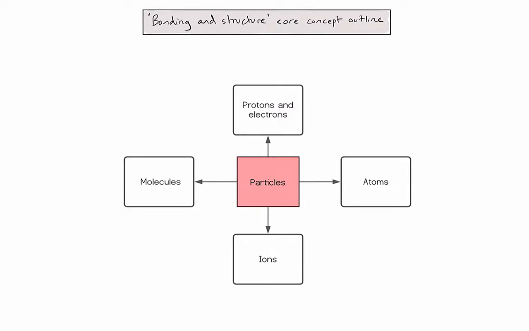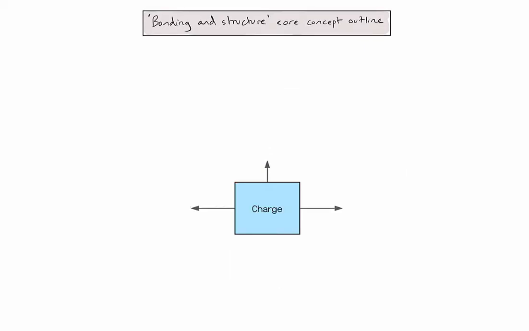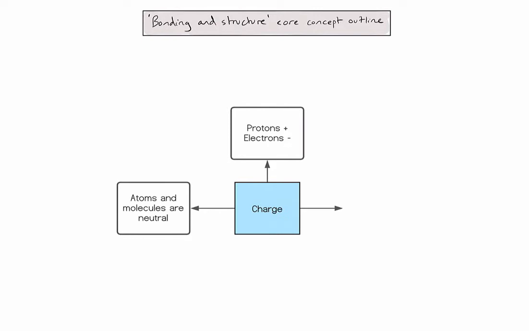Let's now have a look at charge. Considering some of the particles we've just mentioned, it's important to know that protons have a positive charge and electrons have a negative charge. Given that atoms and molecules contain an equal number of protons and electrons, they are neutral and have no charge. And when atoms and molecules lose or gain electrons, they become ions which can be positively or negatively charged.